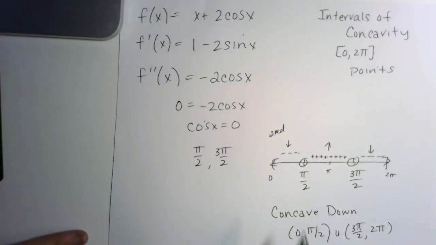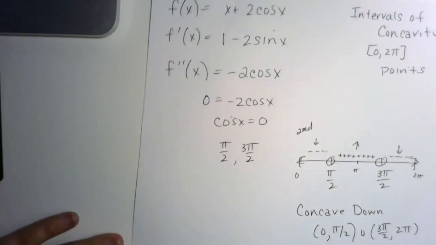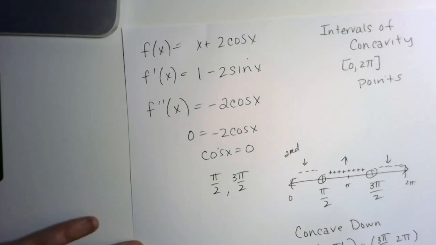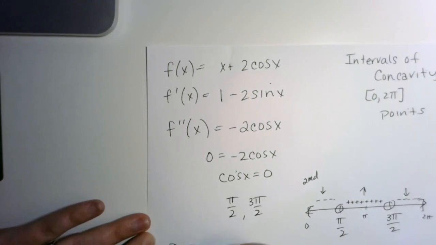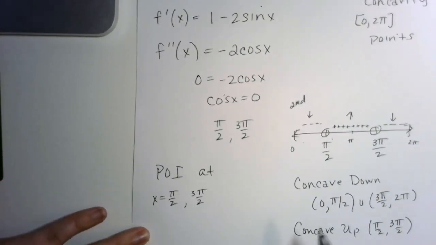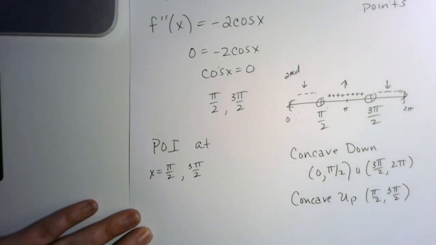And since I know that this is a continuous function, and if you don't believe me you can go graph it, then I know that both of these x values are going to give me points of inflection. So I'm going to have points of inflection at x equals pi over 2, because it changed concavity here, and it also does again at 3 pi over 2. If I was going to do the whole number line, we'd be changing concavity forever. That's why I just cut it off here, to make it a little bit easier for us.